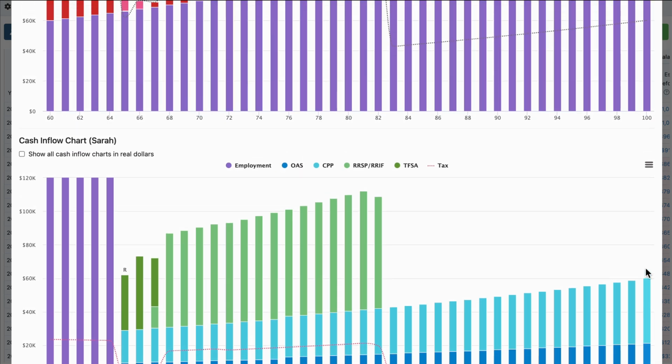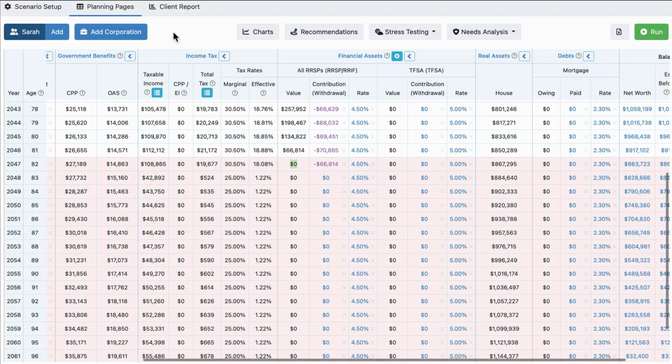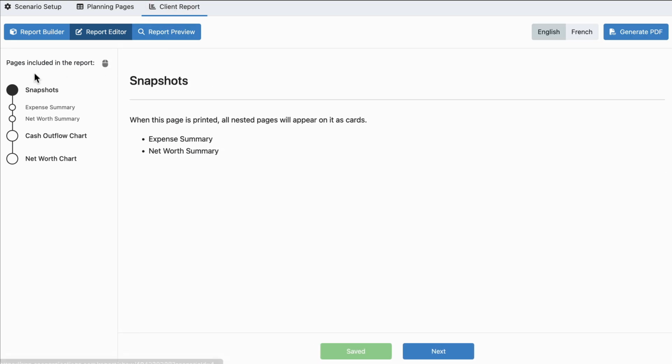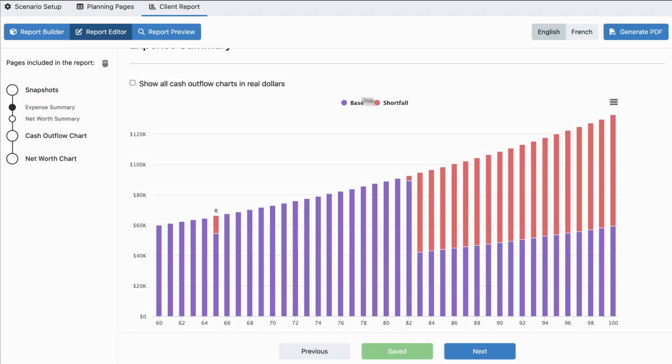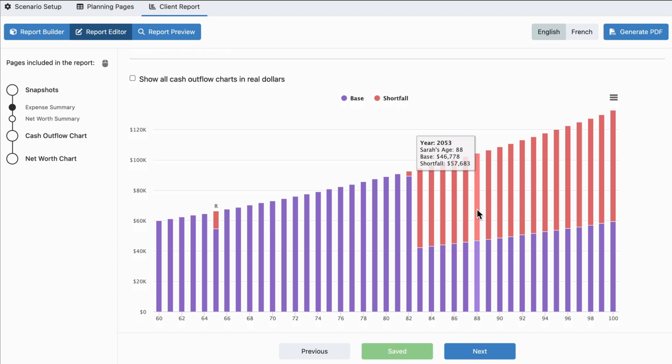Now we can also go to the client report. And under Snapshot's expense summary, shortfalls are shown as red bars, while the purple bars indicate how much the client has available funds to spend.